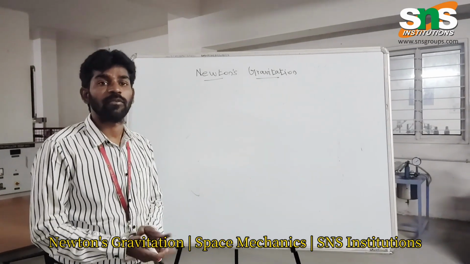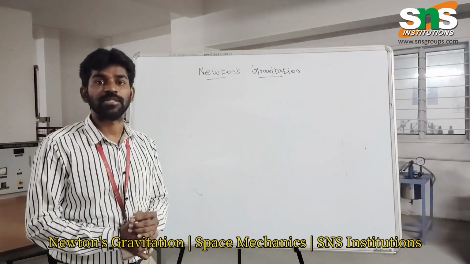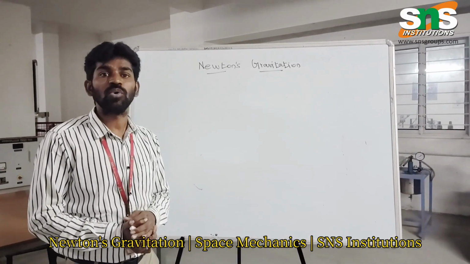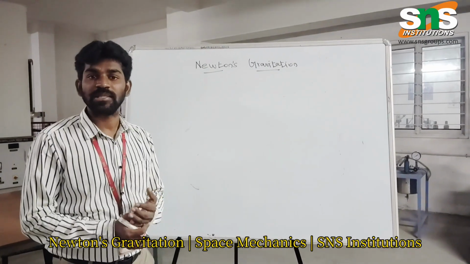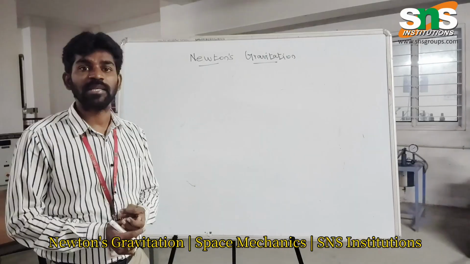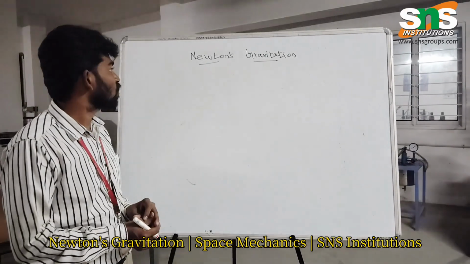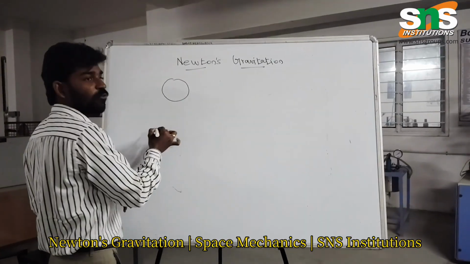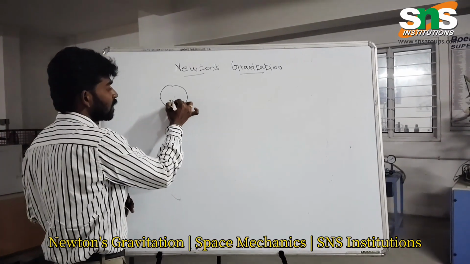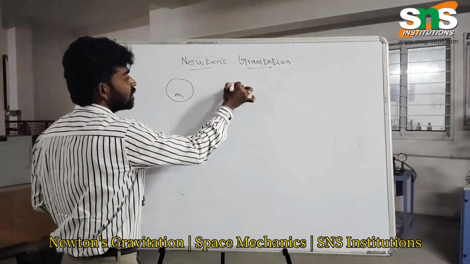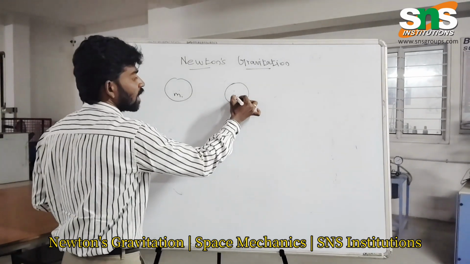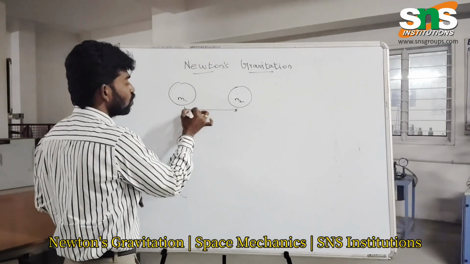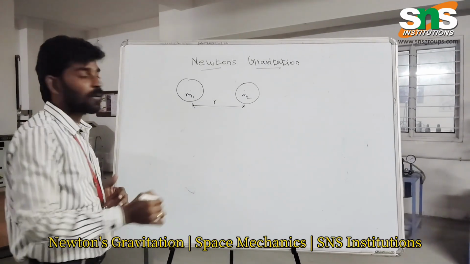In this video, we will discuss Newton's universal gravitational concept and how this concept is involved in space, celestial objects, or space travel objects. Okay. So first we have to consider two masses. Here the mass is m1, and here is another particle with mass m2. The distance between the two masses is r.